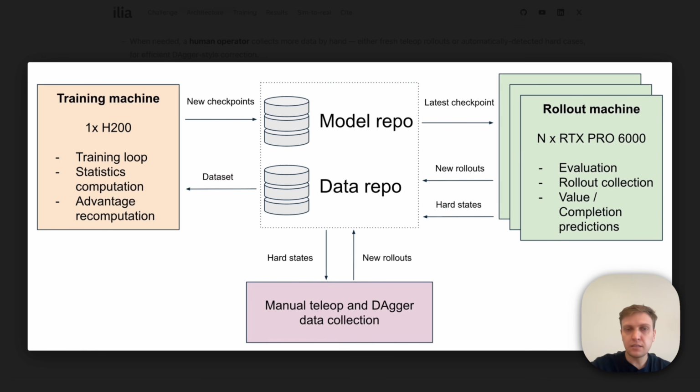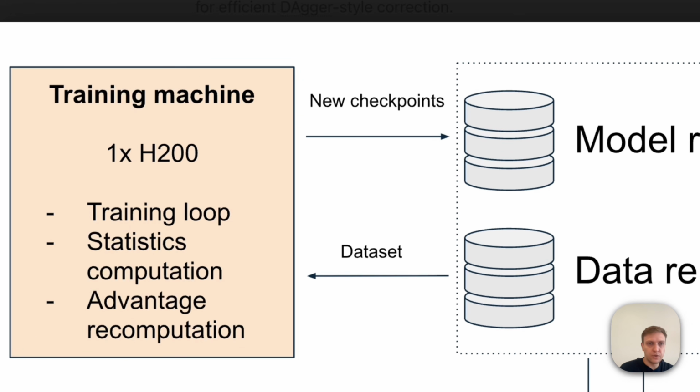And finally, last time I discussed the whole architecture of my pipeline. So my pipeline consists of 3 independent parts that are synchronized through the Hugging Face repositories. The first part is training. I use one machine for it, and this machine takes all the available data and trains the policy.